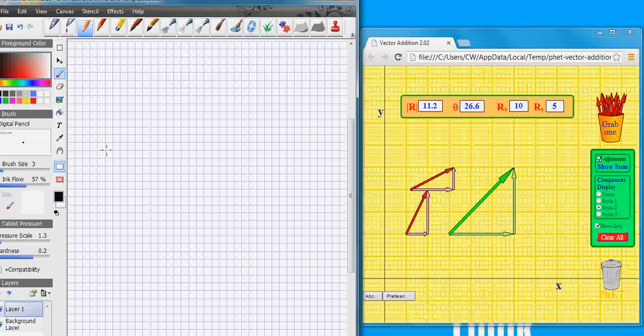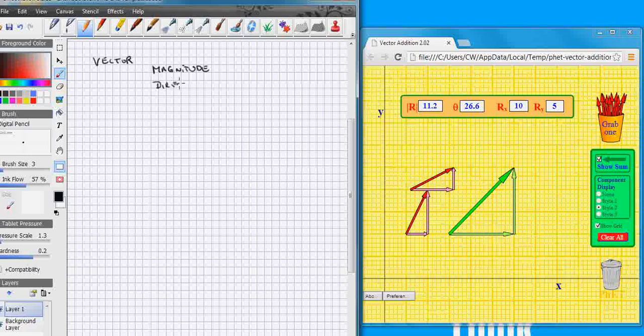The idea that I want to discuss here is the idea of a vector, and the two key attributes a vector has are magnitude and direction. And we're going to represent a vector with an arrow, for example, like this.